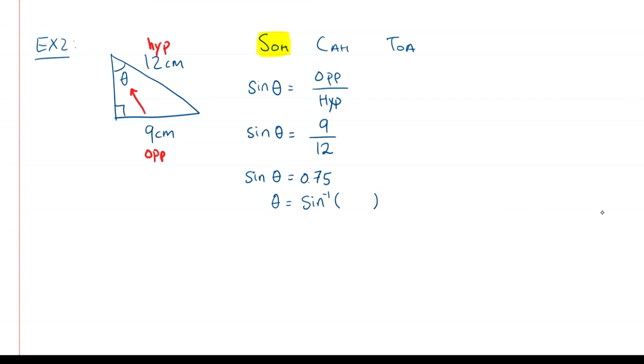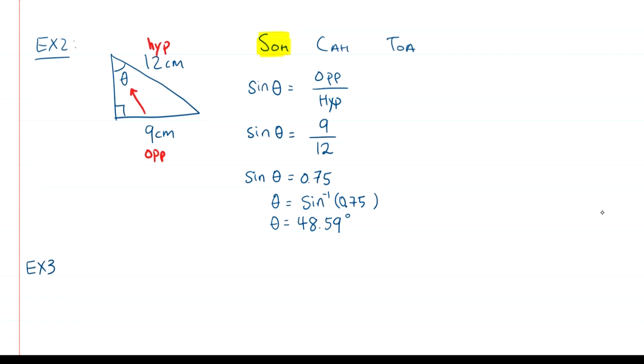So you put 0.75 into the sine inverse function, and you have to use a calculator. Make sure your calculator is in degree mode. And second sine, and that gives us 48.59, and that's in degrees. Okay, so that's how you solve example 2.